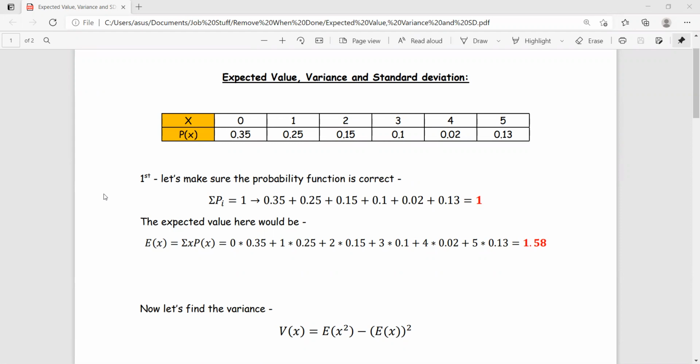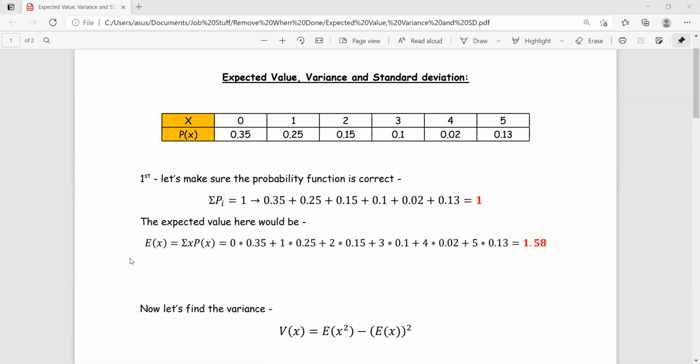So how do we do that? First, we can see that all the probabilities here are higher than 0 and lower than 1. And second, we need to make sure the summation of all those probabilities would be exactly 1. No more, no less. And this is exactly what's happening here. 0.35 plus 0.25 plus 0.15 plus 0.1 plus 0.02 plus 0.13 equals altogether to 1.